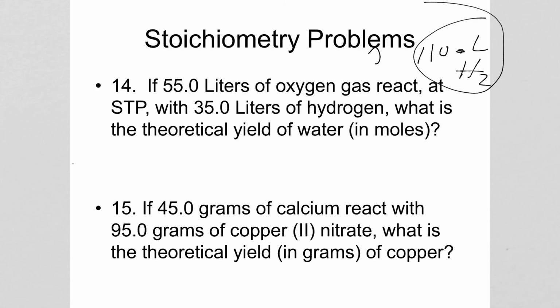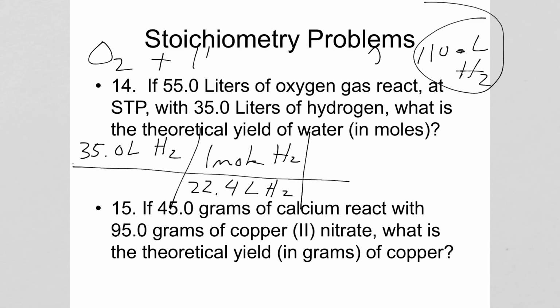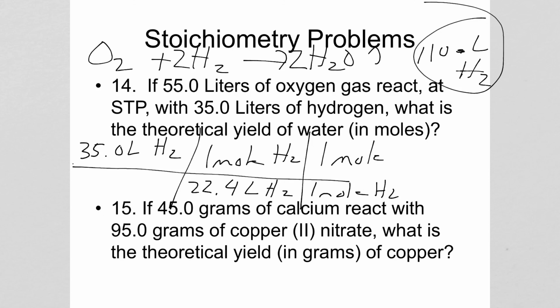So now let's start with our 35 liters of hydrogen, our limiting reactant. Let's convert that to moles using 22.4 liters in 1 mole. Let's do a mole ratio between hydrogen and water. I erased our balanced equation up here, so let's put it back up here. So there we go. So our mole ratio between hydrogen and water is 2 to 2, or we can reduce that down to 1 mole of hydrogen to 1 mole of water.